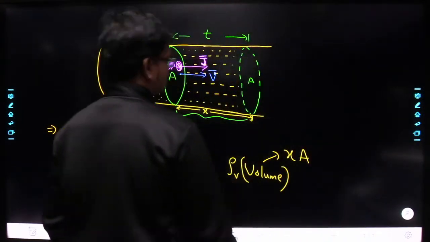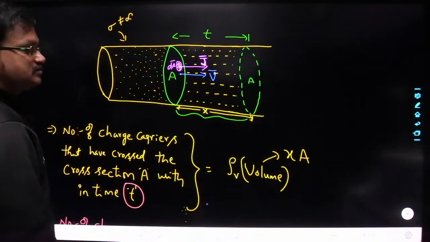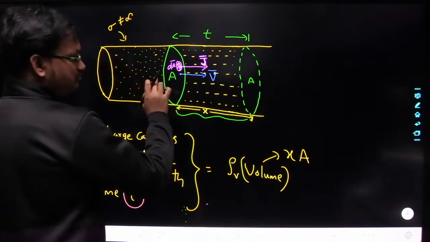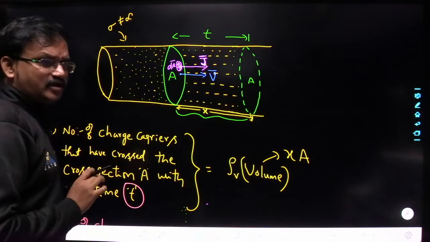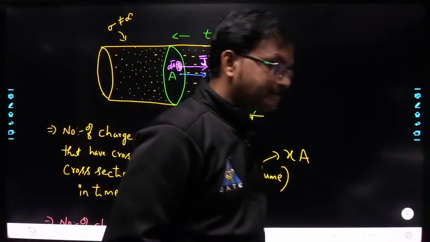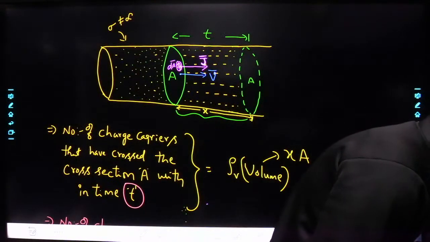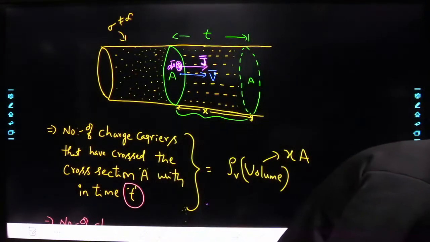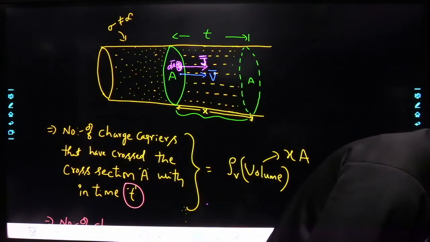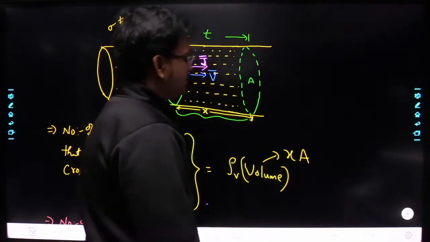Okay, now tell me here, how to represent the current penetrating through this small differential area dA bar. Tell me. Okay, so Z into dA, not into dA.